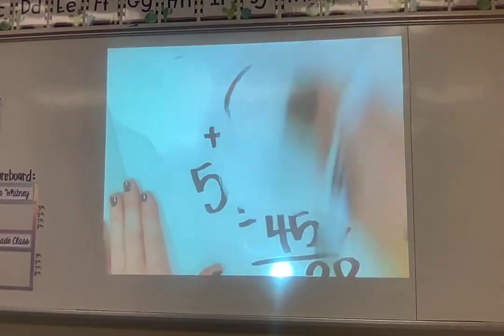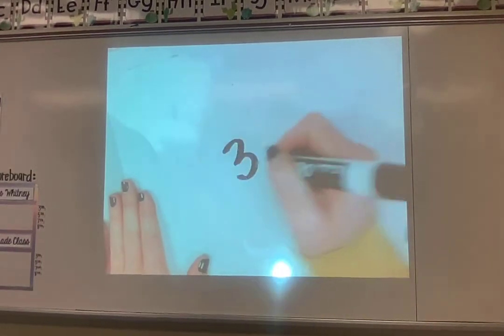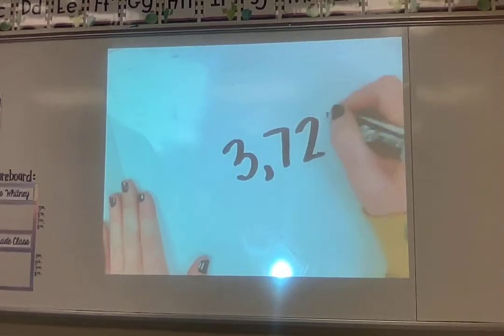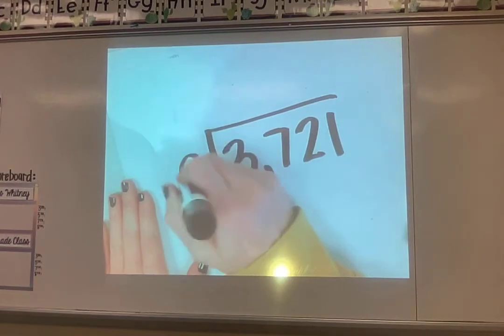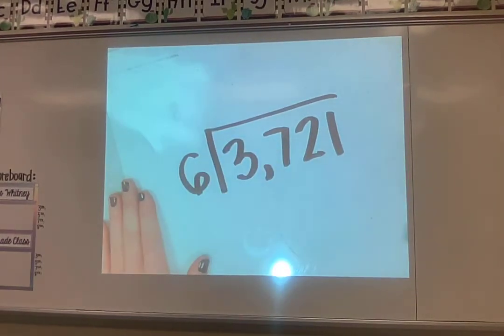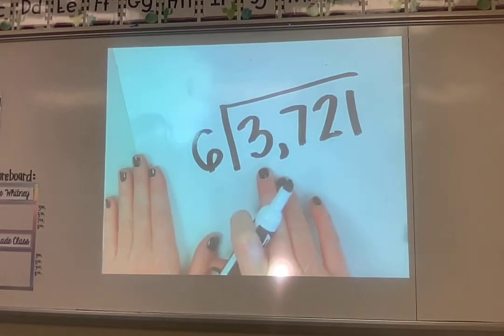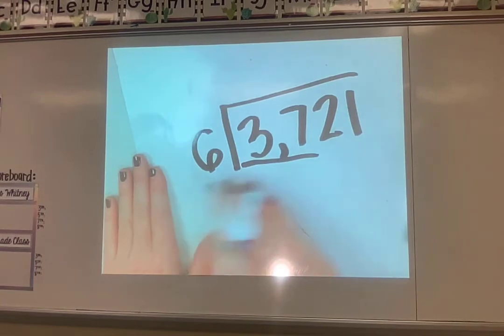Let's make those numbers a little bit bigger in there. Let's do 3,721 divided by 6. Alrighty, here we go with dangerous. How many 6s will fit in 3? Oh, won't fit, so we have to look at the first 2 numbers. How many 6s will fit in 37?